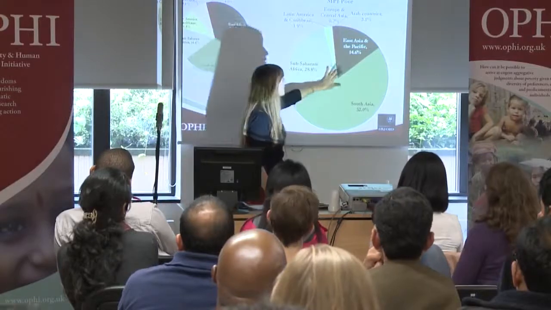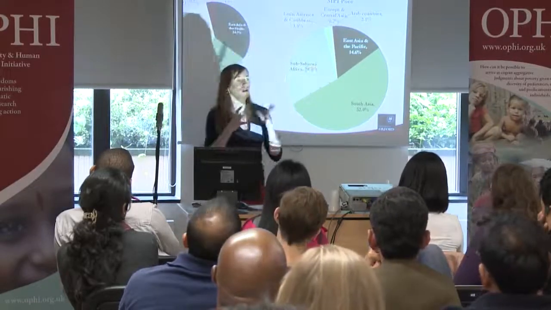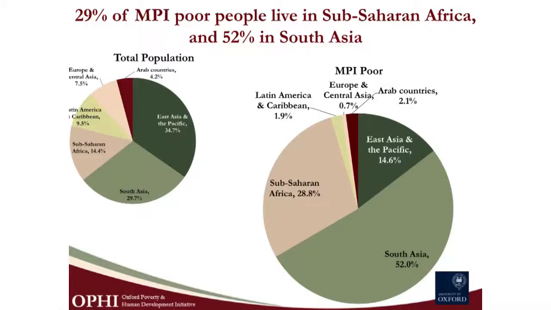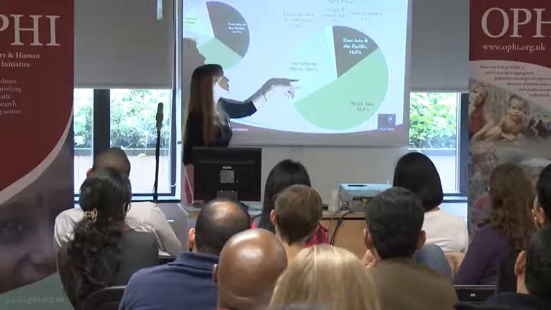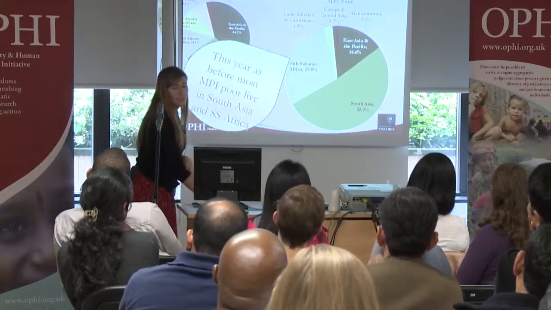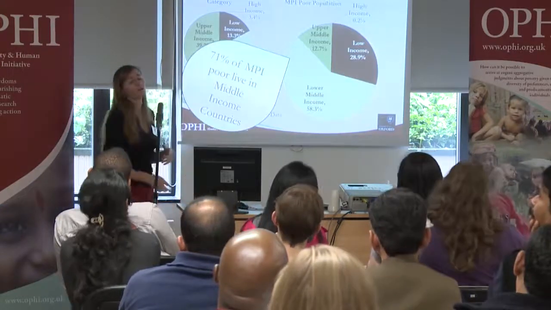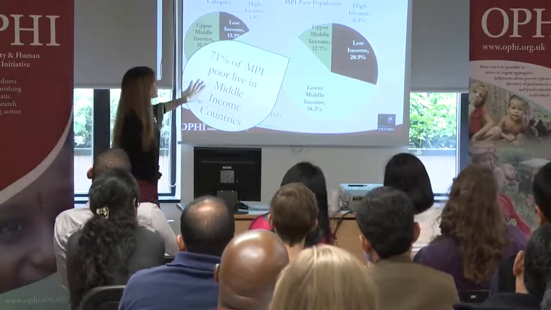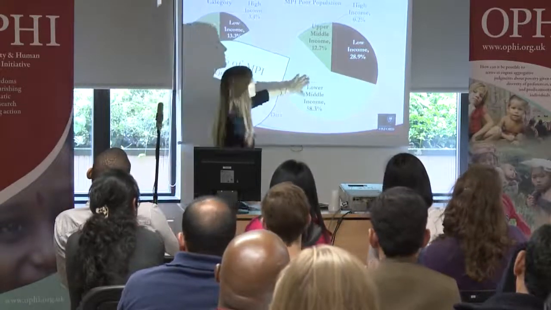And here we are showing how the MPI poor are distributed in the different regions. So 52% of those 1.6 billion MPI poor live in South Asia, and almost 30%, 29%, live in sub-Saharan Africa. And we have also found that 71% of the MPI poor live in middle-income countries.